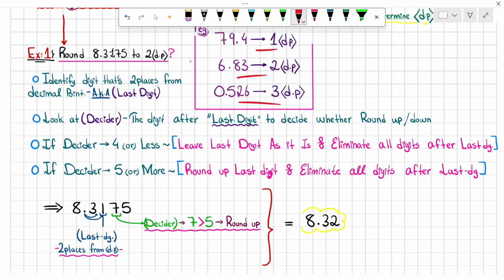identify the digit that's 2 places from the decimal point. This is your last digit. Look at the decider, the digit after the last digit, to decide whether to round up or down. If the decider is 4 or less, leave the last digit as it is and eliminate all digits after the last digit. If the decider is 5 or more, round up the last digit and eliminate all digits after the last digit.